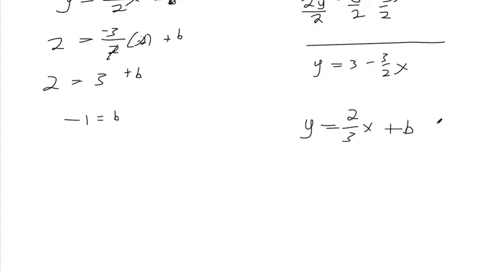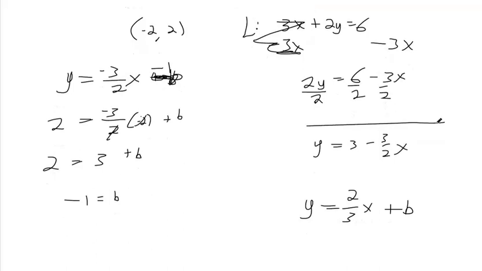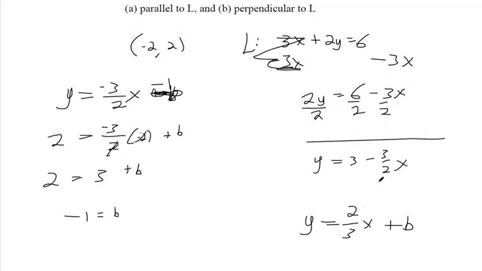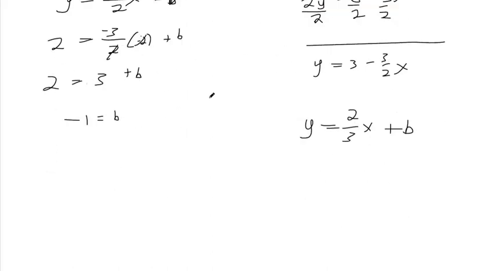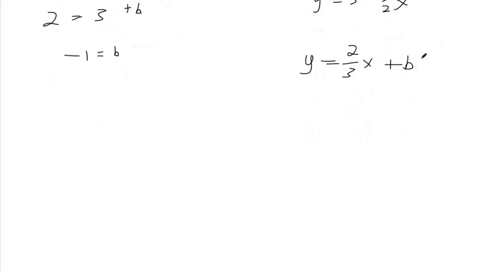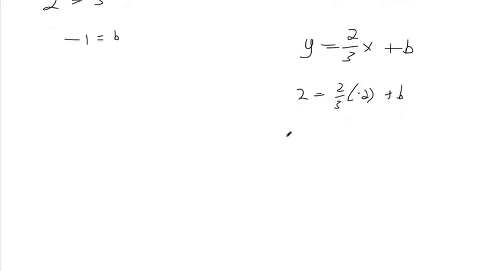Okay? So to figure out the equation of the line here, we know that the slope has to be a negative reciprocal, but we have to make sure that the line goes through this point, negative 2 comma 2. So to fix b so that it goes through that point, we got to plug in those coordinates, 2 for y and negative 2 for x. So we've got 2 equals negative 4/3 plus b.